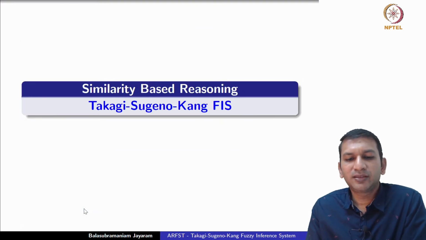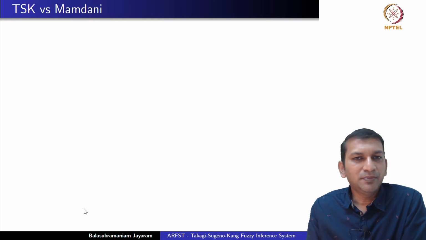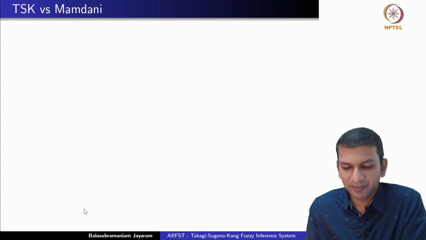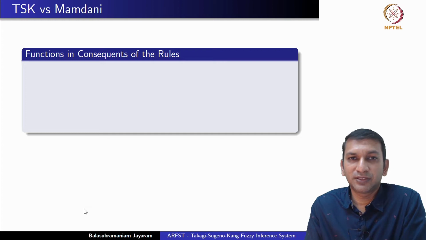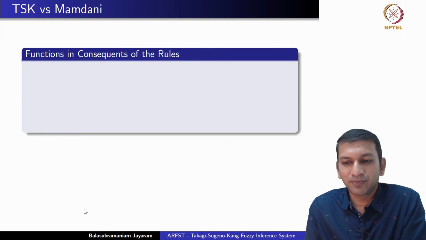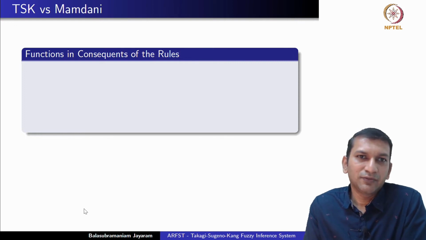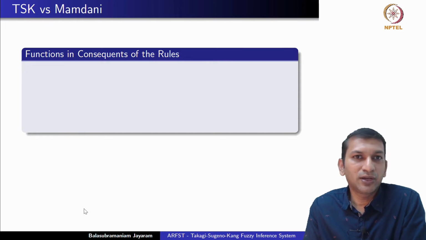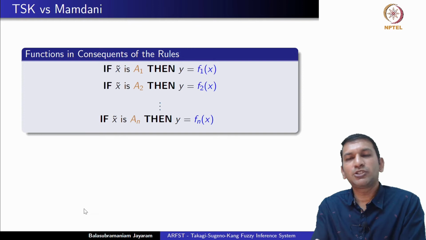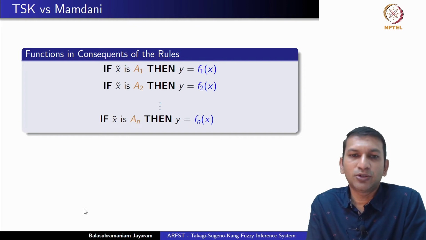Now let's look at the Takagi-Sugeno-Kang fuzzy inference system. Let's compare it with the known Mamdani inference scheme. The first difference between a TSK and Mamdani fuzzy inference system, note that both of them are similarity-based reasoning schemes, is in the consequence of the rule. While in the case of Mamdani, fuzzy sets form the consequence, in the case of Takagi-Sugeno-Kang fuzzy systems, what we have are actually functions of x as the consequence.